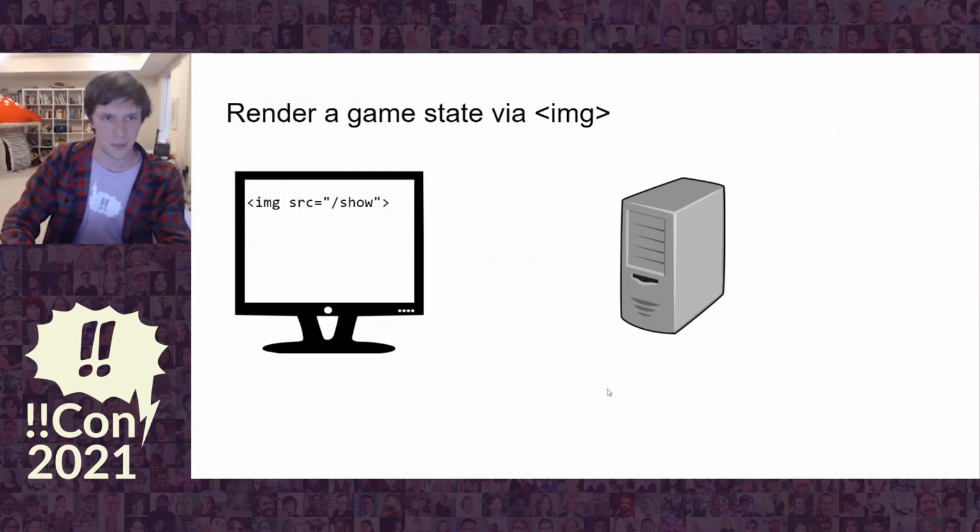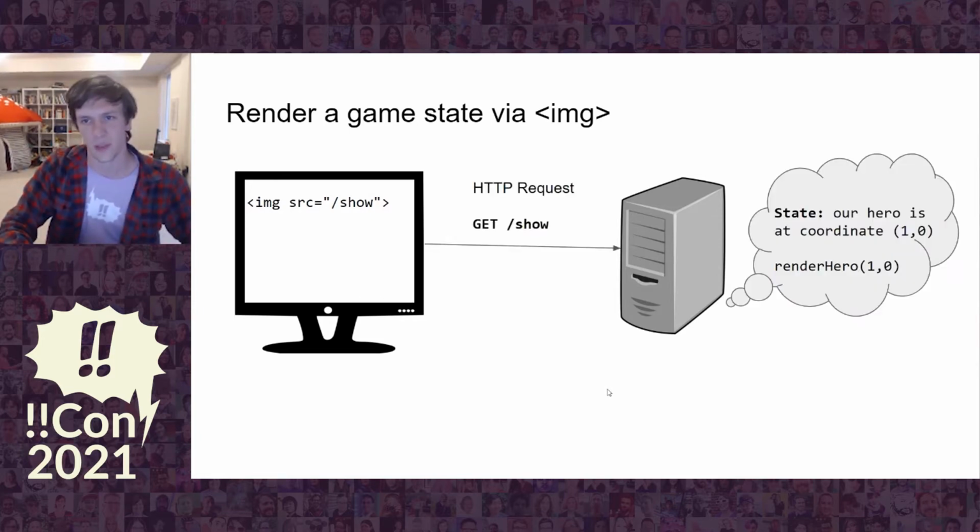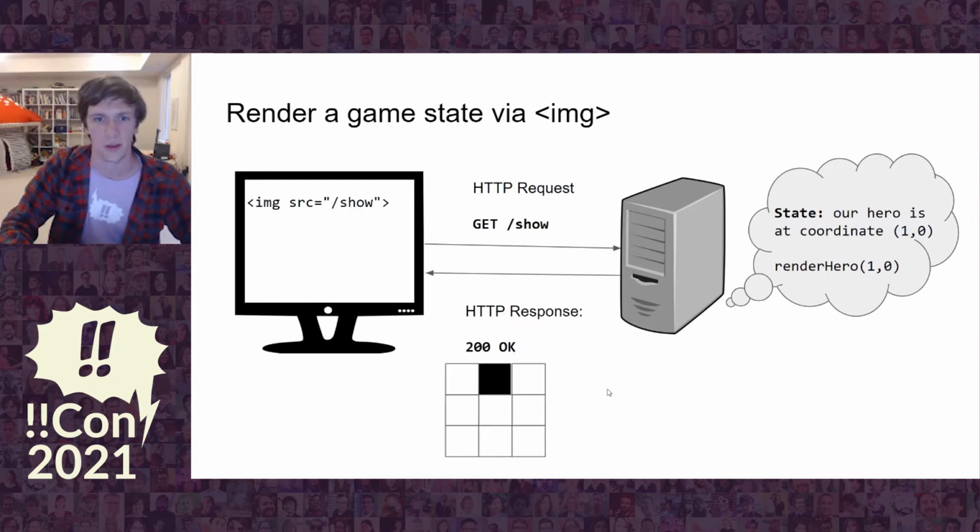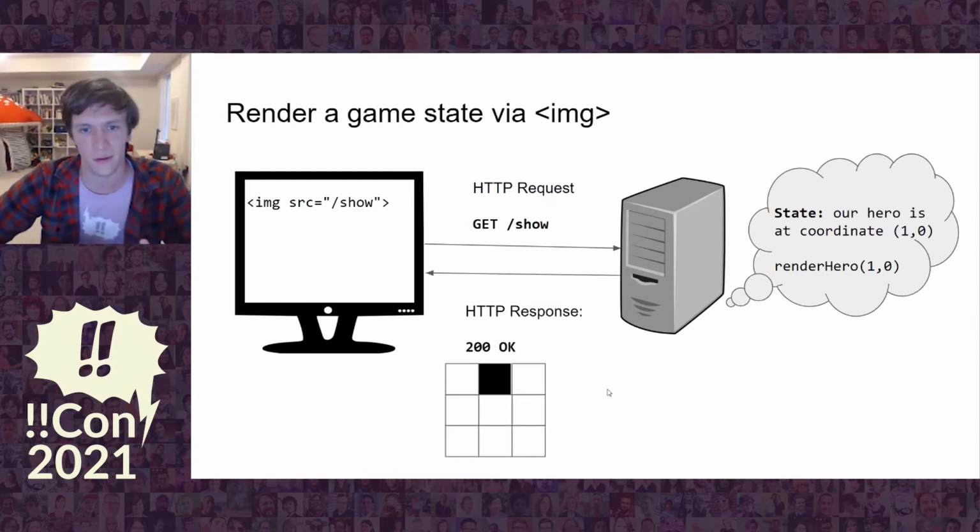So we can make a game. We can make a real simple game where we ask for the show image from a server. So we say, hey, server, show me. And the server says, OK, I've got a hero who's at coordinate 1, 0. So I'm going to render the hero at those coordinates. And then we render that. So we see this black dot, that's the hero.